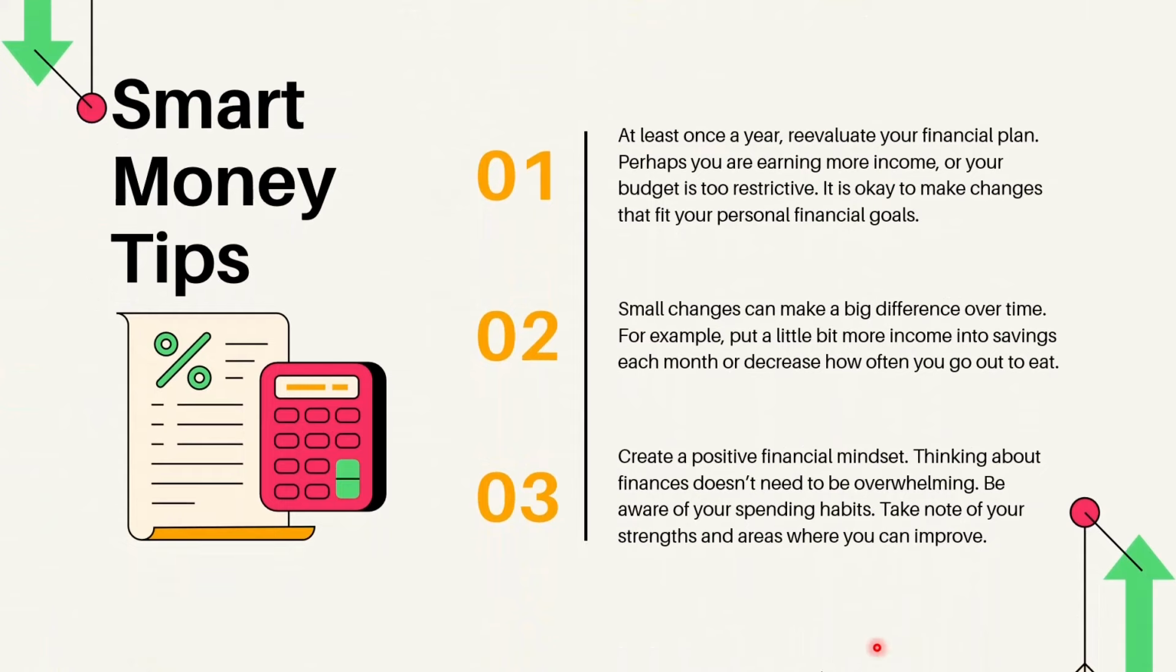Lastly, at least once a year, reevaluate your financial plan, especially if your income or your budget changes. You need to be proactive about this. It is good to make changes that fit your financial goals. Number two, small changes can make a big difference over time. For example, put a little more income into savings each month, or decrease your expenses. Often you go out to eat, and the more you get rid of unnecessary expenses, the more financially sound you will be.